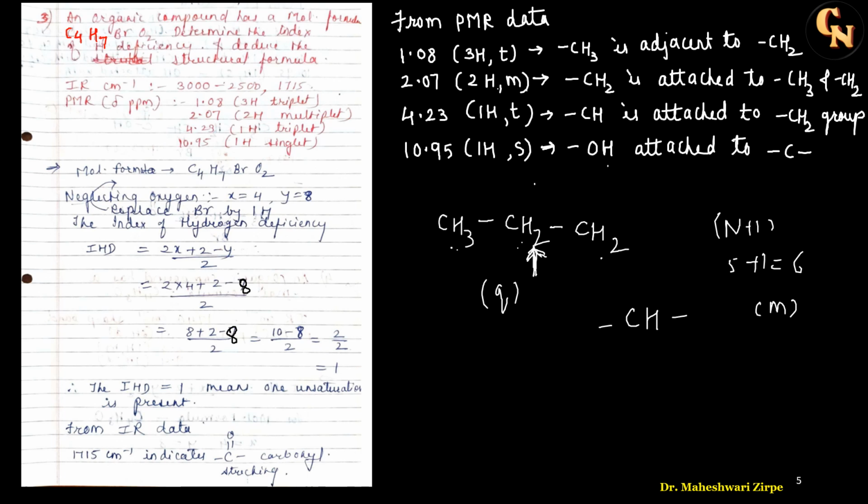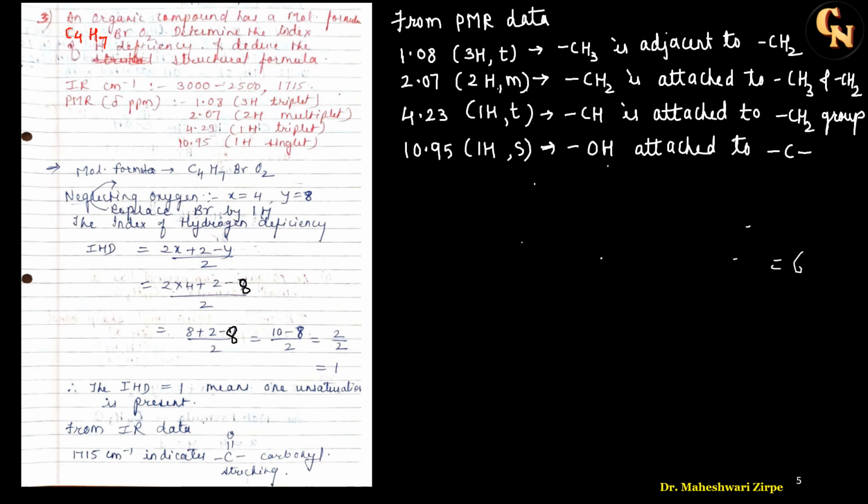Now let us solve the puzzle by connecting all the data which we have got. Let us join all these groups and find out the structural formula part by part. What are the things we got just now? We got CH3, CH2, CH and OH group. The molecular formula they have given is C4H7Br.